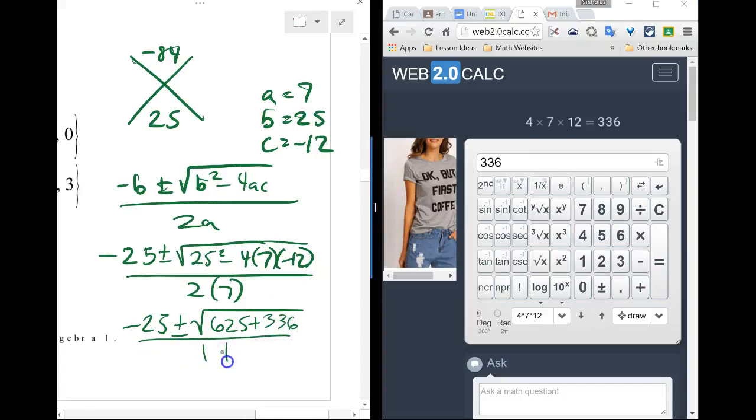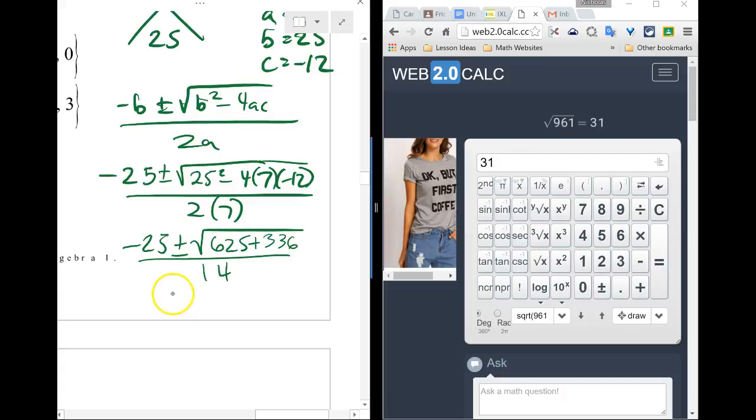Okay, and the bottom, 14. And then let's add 336 to 625. And let's just see if we can take the square root of that. So let's do the square root of 961. Works out, 31.